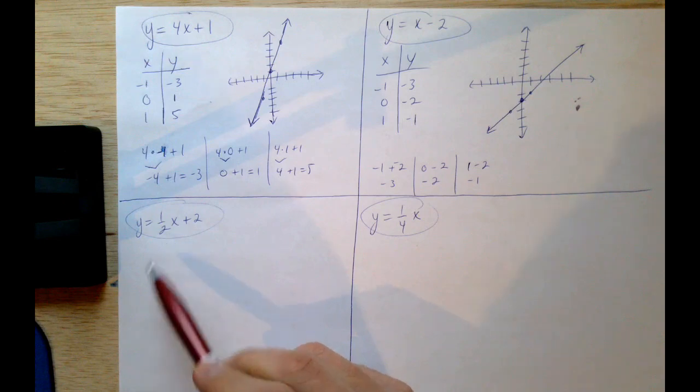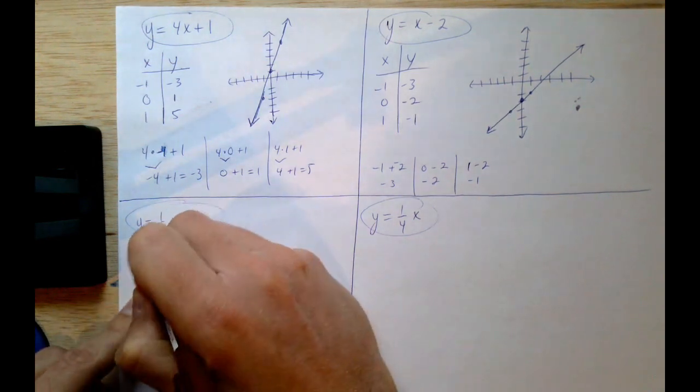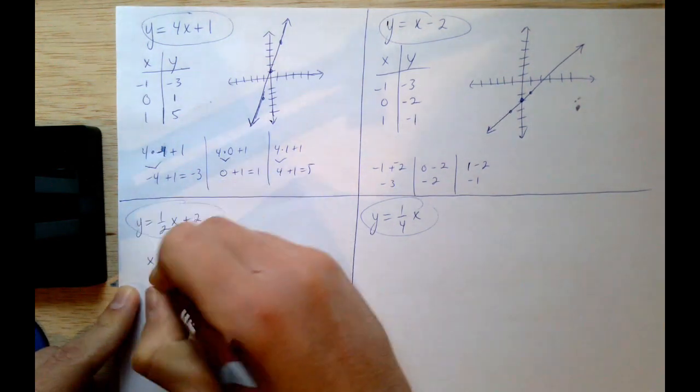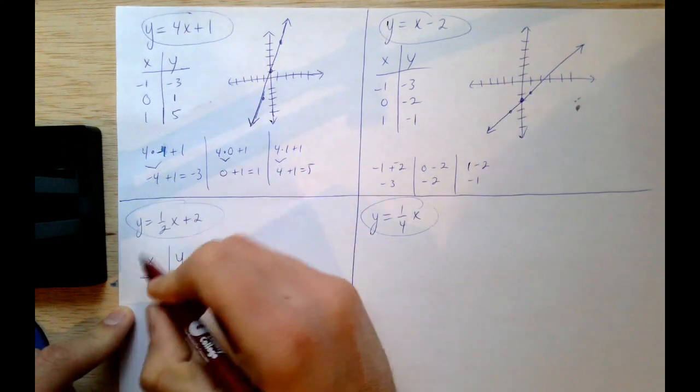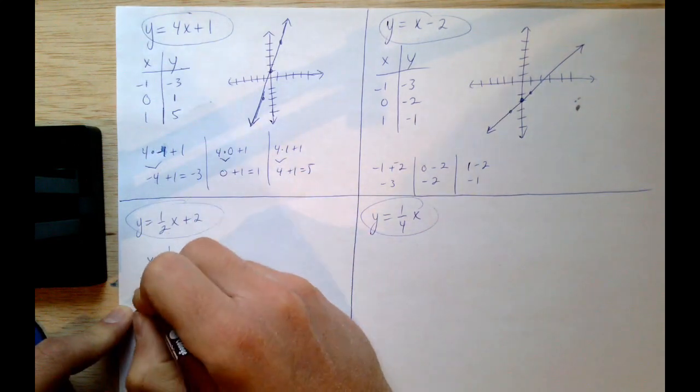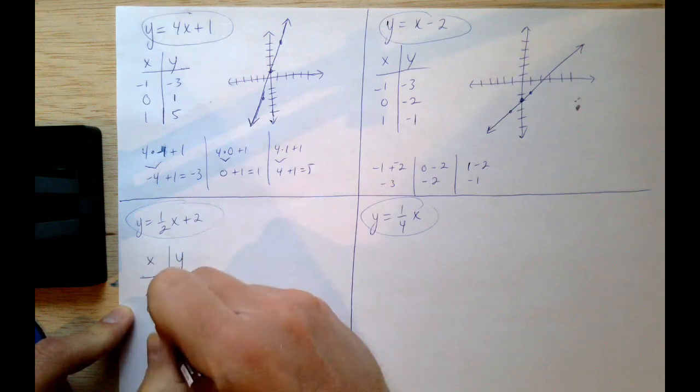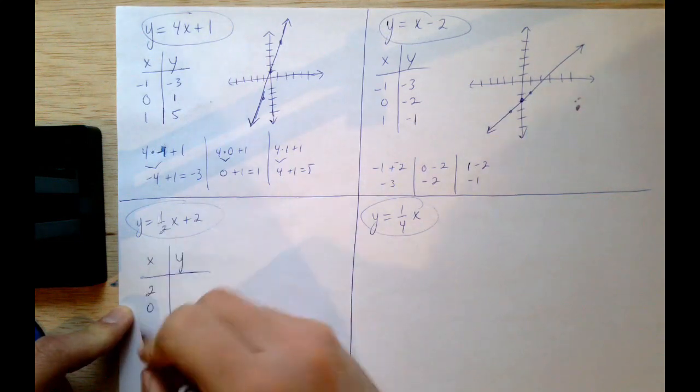So the denominator here is 2. I'm going to use -2. So let's set up my xy table. Again, I want to use my denominator. I'm going to use 2. I'm going to use 0. And then the opposite of my denominator, which is -2.